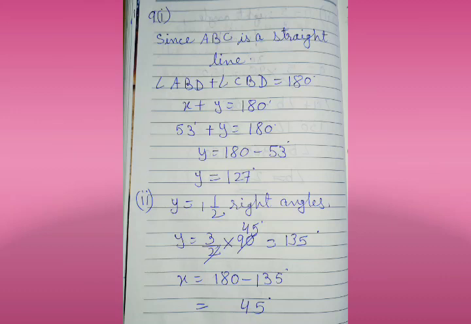Now subpart 2. Y is equal to 1 1 by 2 right angles. 1 1 by 2 right angles means what? 3 by 2 right angles. So 3 by 2 into 90 degree, and this is equal to 135 degree. So X is equal to 180 minus 135. This is equal to 45 degree.